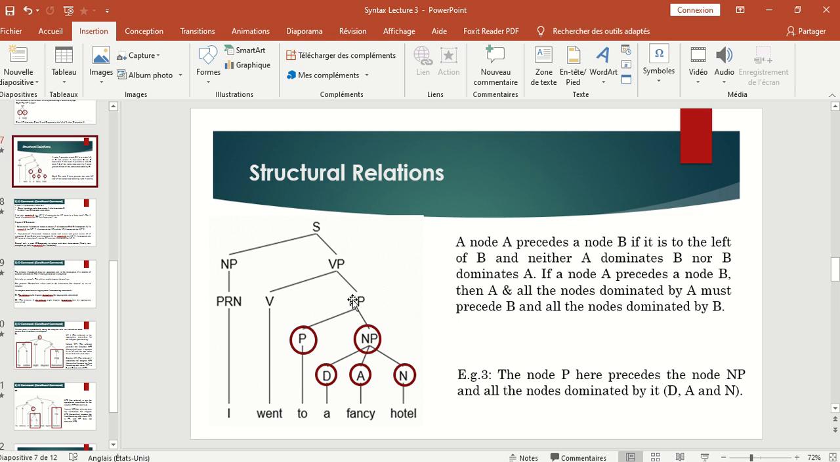Why? Same, two conditions. The first condition is that the first branching node dominating V should dominate PP. What is the first branching node dominating the verb? It is the VP. Does it also dominate the PP? Yes. Does V dominate PP or PP dominate V? No. So V c-commands PP. Very simple. Just have to apply the two conditions to see if there is c-command.